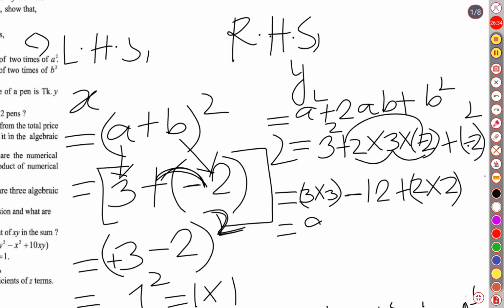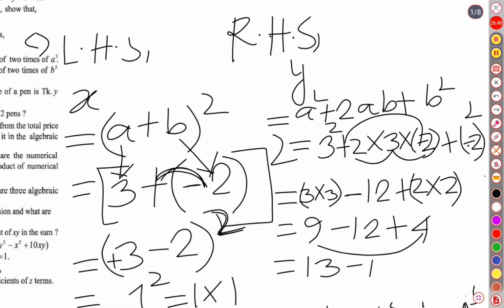3 threes are 9 minus 12 plus 2 twos are 4. Now look at this, 9 and 4, they are having same symbol, so they will be added to each other. If we add up, it will be 13 and 12 will remain unchanged. Now in front of 13 there is plus symbol, in front of 12 there is minus symbol. The symbols are different. Whenever symbols are different, there will be subtraction. So if we subtract, it will be 1 and greater term is positive, so it will be plus 1.